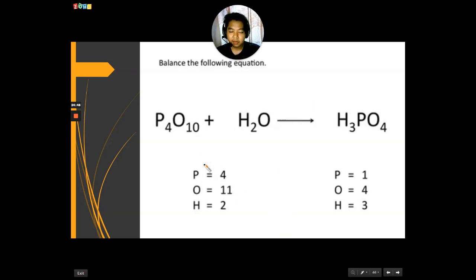Same thing to do. List down the number. 4 phosphorus, 11 oxygen. Why 11 oxygen? You have 10 here and another one here that makes it 11. You have 2 hydrogen here. On the other side, 1, 4, 3.